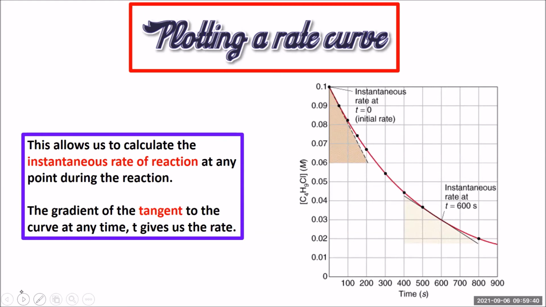Once we've drawn a tangent line, we can triangulate that line and calculate the gradient using rise over run. This can be done for any point at the reaction. For instance, at t equals 600 seconds here, we've drawn a tangent to the curve, we triangulate it, and we use rise over run.